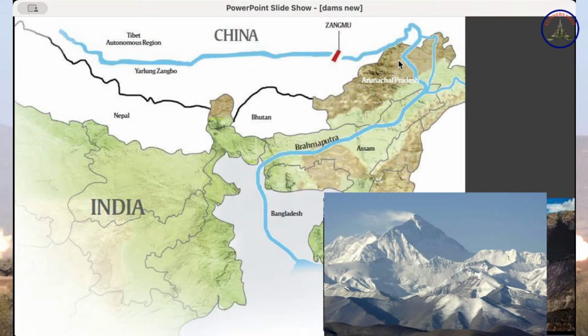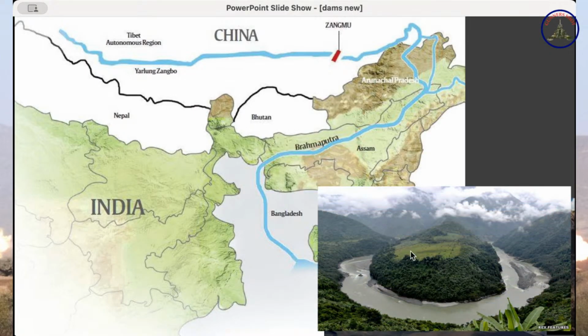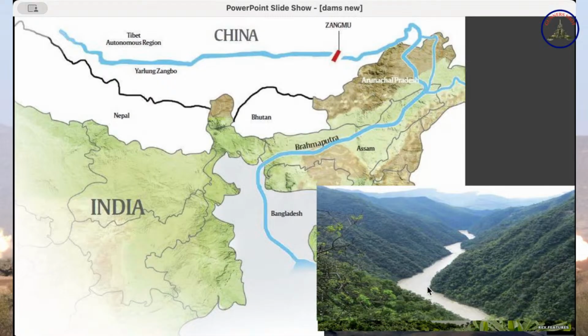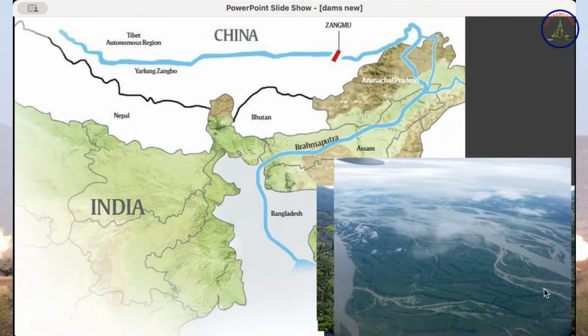This is Namcha Barwa here, this place. It goes around Namcha Barwa, which is the highest peak in the Himalayas on the east. After Namcha Barwa, the Himalayas start flattening out and going down. This is the big bend where the river turns. And this is the river as it flows into India. It keeps going down, and then it enters the plains of Assam.